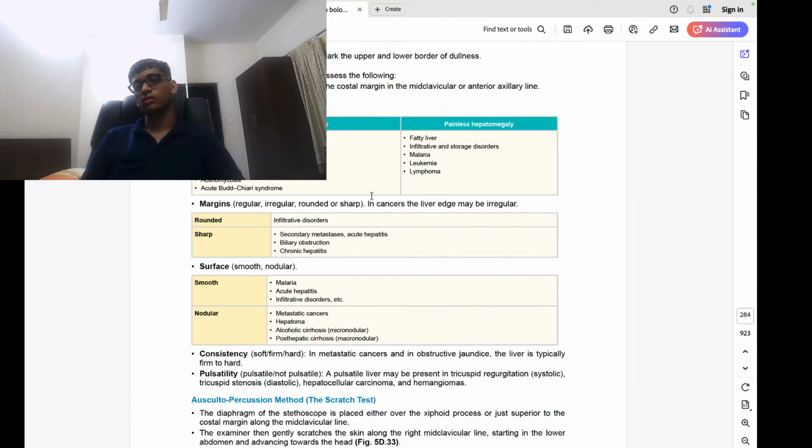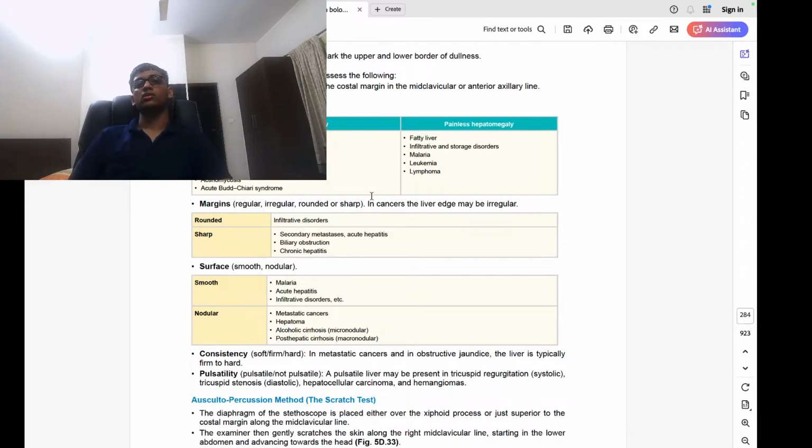If the liver is enlarged and palpable, assess the following: location of the edge in centimeters below the costal margin in the mid-clavicular or anterior axillary line, span in centimeters, and tenderness, tender or non-tender.